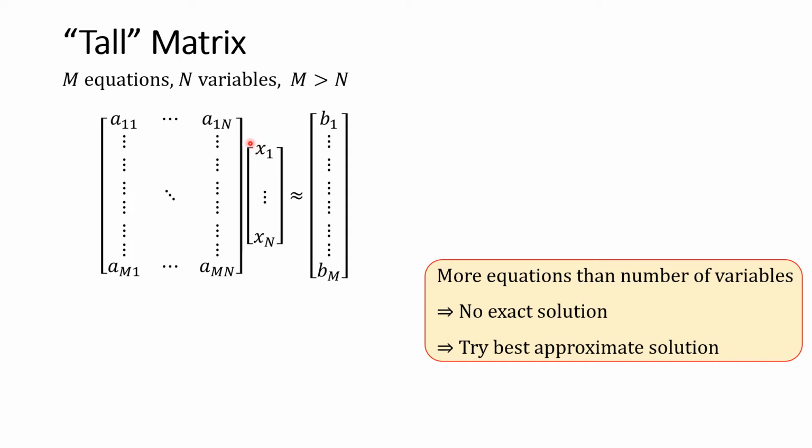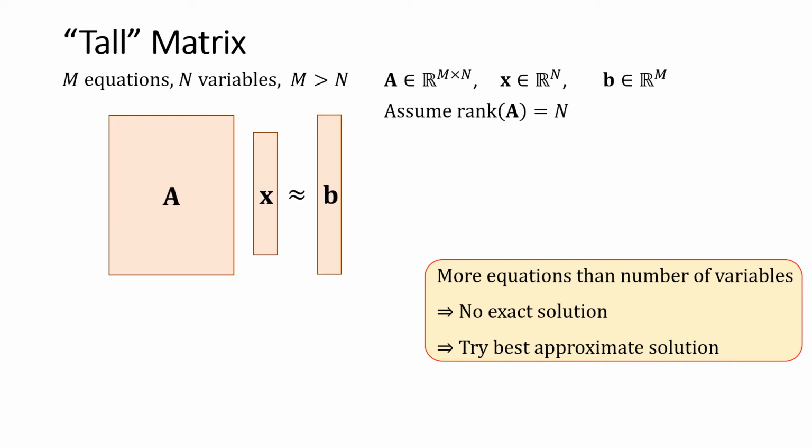So these are the coefficients. I've arranged them in the form of a matrix, and all the scalar variables are now another vector x, and all the constant terms on the right side are another vector b. And since we are trying to get an approximate solution, I've replaced the equality here with an approximation. So we are trying to get the best possible solution for x, so that the left-hand side and the right-hand side match as closely as possible. Graphically, this is what it looks like.